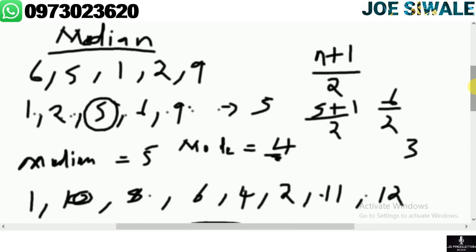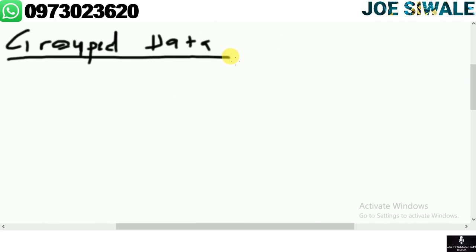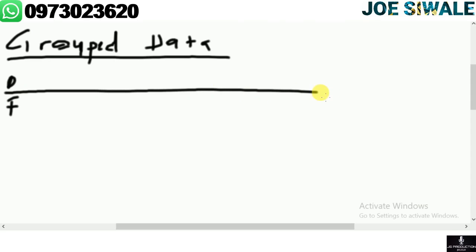So I'll just put it here on top. Our MD is equal to 3. Let us now look at how you can find the median, mode, and the mean of grouped data. So if you have the data that you have been given in this form, D stands for diameter and N just stands for the frequency. So you have been given this data in this form.